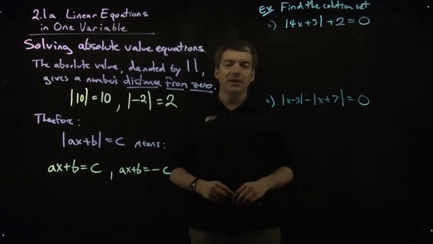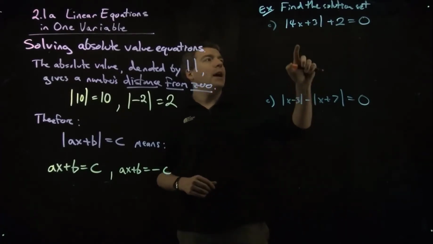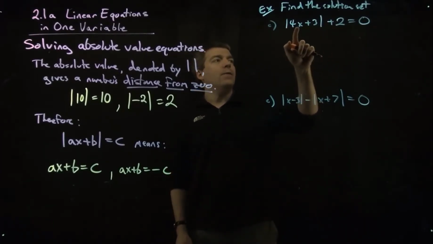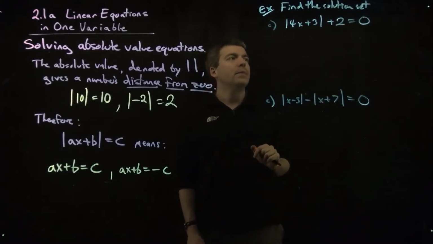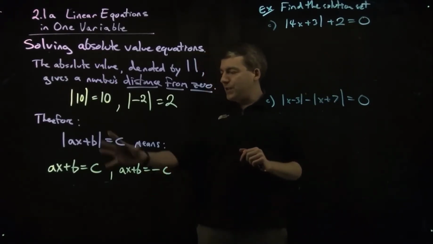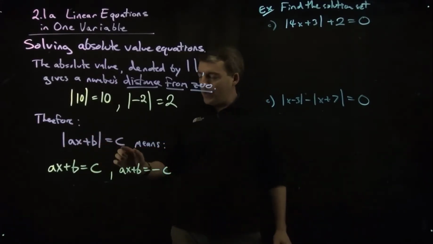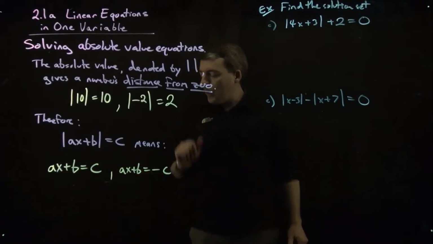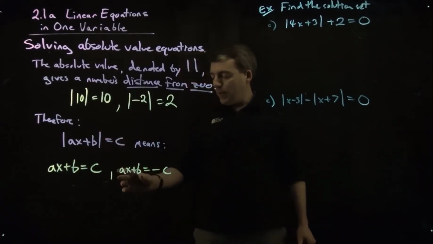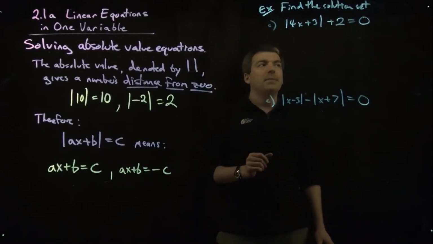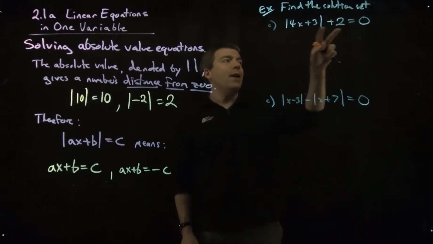And let's look at a couple more examples of absolute value equations. So here we have the absolute value of 4x plus 3, plus 2, equals 0. Now, to use this property of absolute values, we've got an absolute value equal to a number. We can split that into two equations: the part under the absolute value equal to c, and the part under the absolute value equal to the opposite of c. We need to have the absolute value by itself, and we don't have that here.